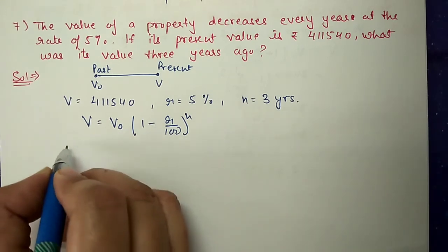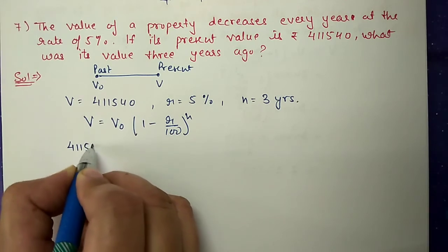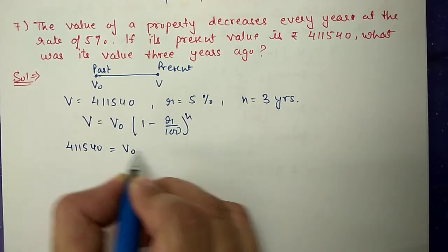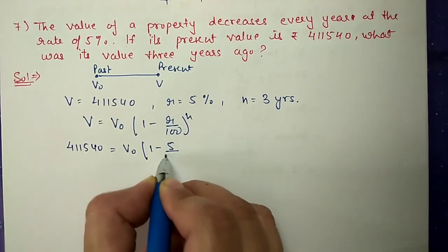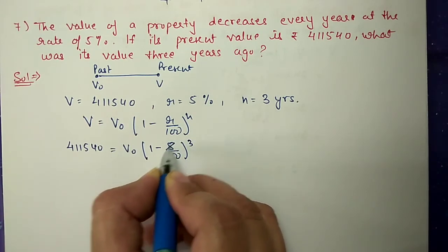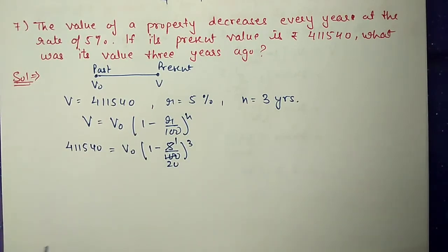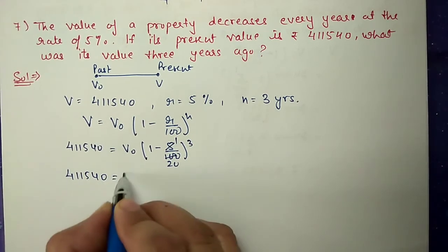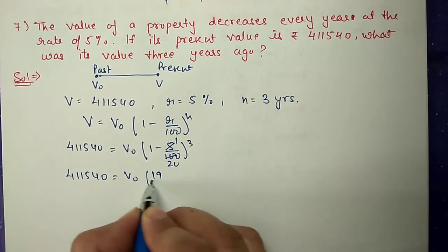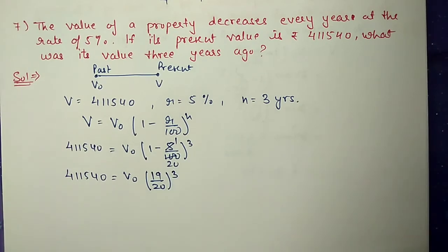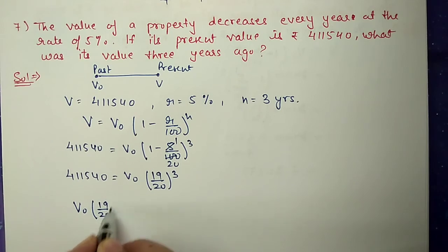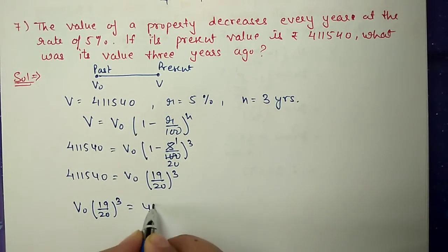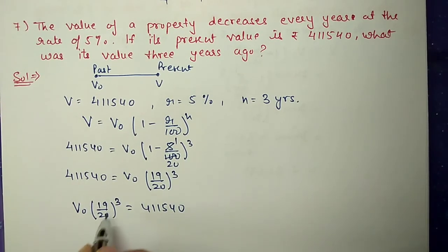So we will use the minus formula here because depreciation is there. Substitute values now in the formula. 411540 equal to V0 times 1 minus 5 by 100 to the power 3. 5 1s and 20 times will cancel out. Take LCM and simplify, then we'll get 19 by 20 to the power 3, which we can write as V0 times 19 by 20 to the power 3 equal to 411540. Shift this value to the other side and take the reciprocal.